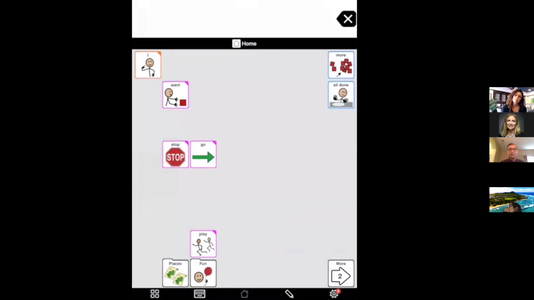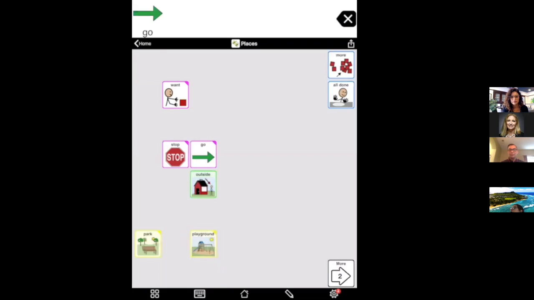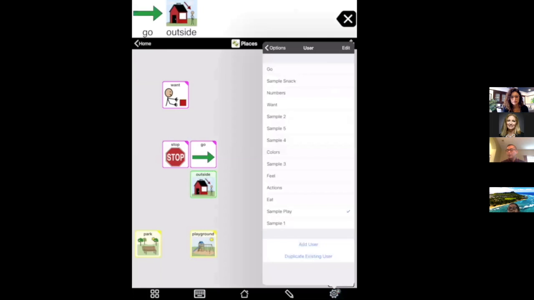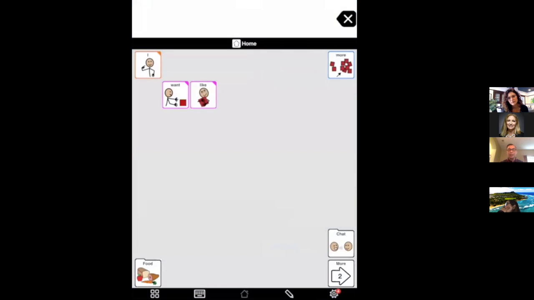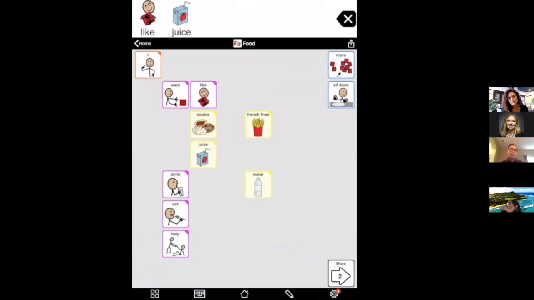Now you can always just say, Go. Play. Go play. So you can basically use this when doing play, and you can say go. Go. Outside. Go play outside. When you're doing that, it's really important that you are ready for different things. So when I'm on snack time, I can go and say snack, and I can say, Like. Juice. I like juice. It depends. So you can always go from there.